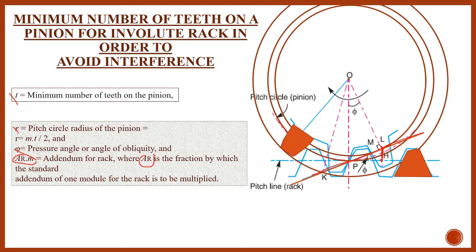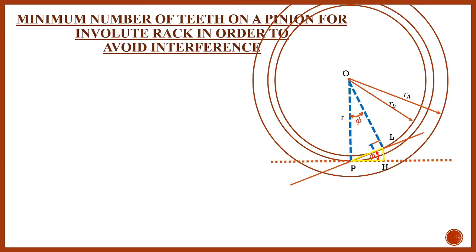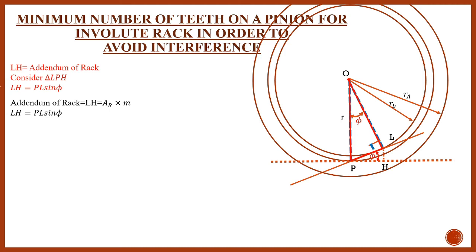Okay, I have just drawn this. This is the addendum circle radius. This is the pitch circle radius. Again, this is the base circle radius, the inner circle. I'll just construct this geometry again. Here we have to consider two triangles. Now triangle LHP, this is a right angle triangle.